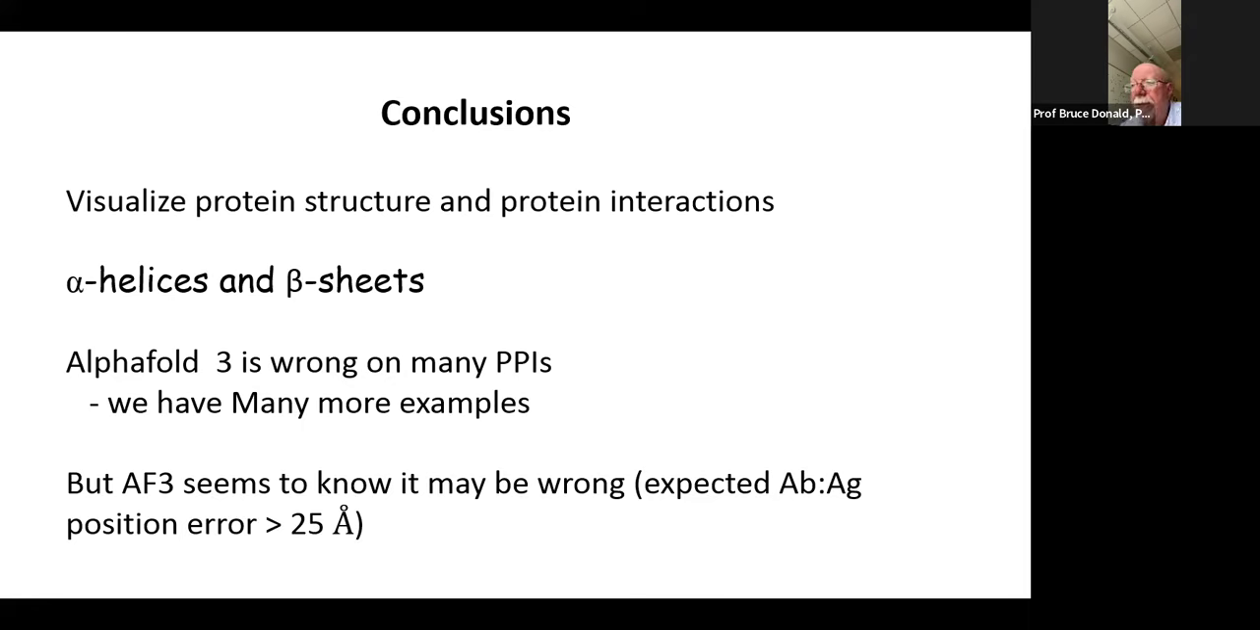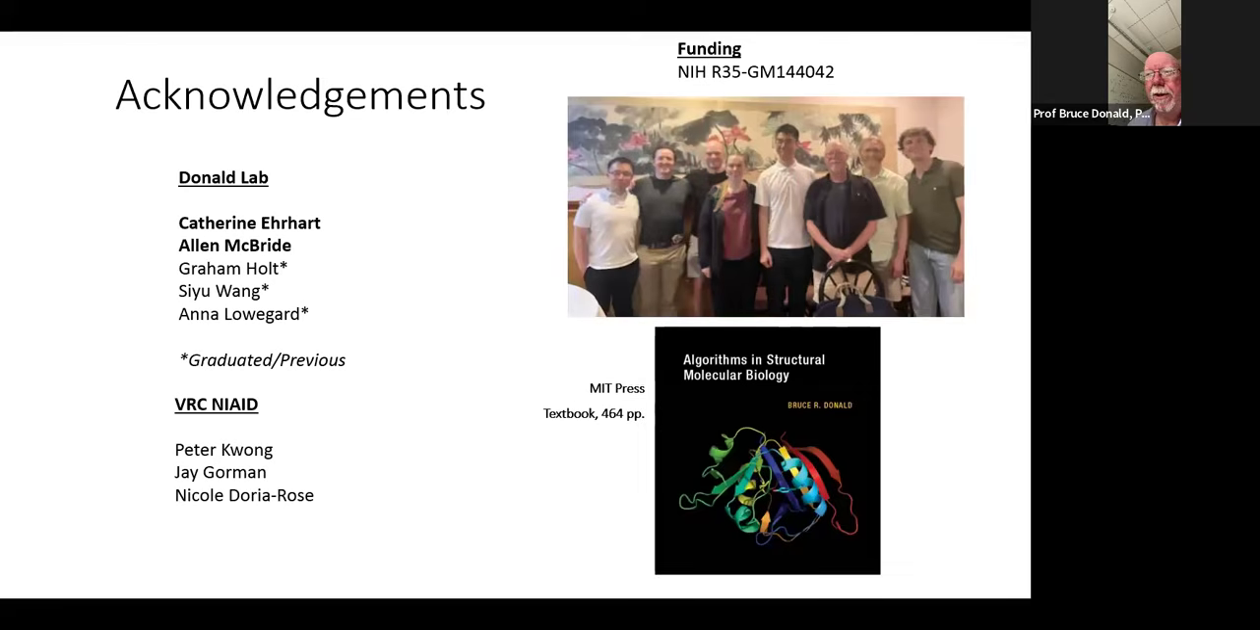So AlphaFold seems to know that it may be wrong, but it's happy to give you a structure anyhow. But I think that at this point, using it in our pipeline is probably not going to be very accurate. But it might improve.